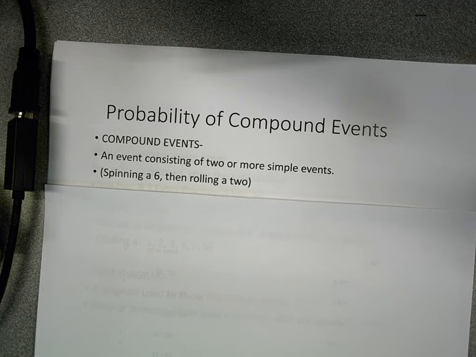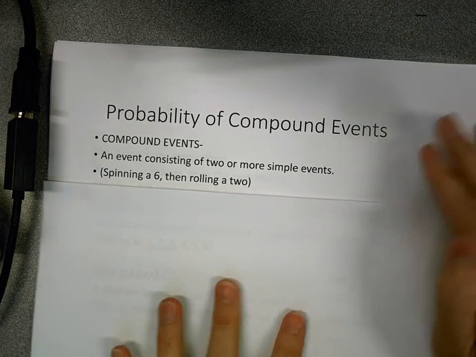So for example, you have a number cube as well as a spinner. And the only way you win is if you spin a 6 on the spinner and then grab the number cube and roll a 2. That's the only way you win. You have to do it just like that. You can spin a 6 but roll a 3, you lose. So that is what compound events are. It's basically two simple events put together in the same game for you to be able to win or have a favorable outcome.